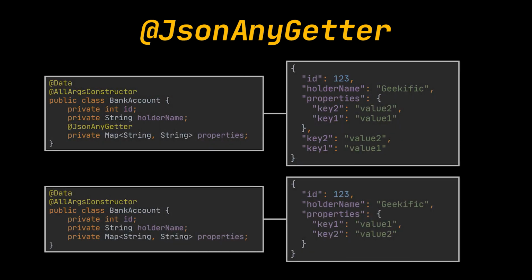Make sure to use the annotation on the getter of the map and not on the field, as if you do the latter, Jackson will serialize it both as a map and as individual properties, which is the default behavior if you choose not to use the annotation at all.